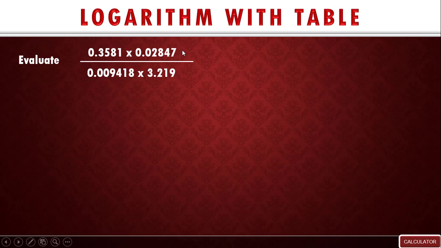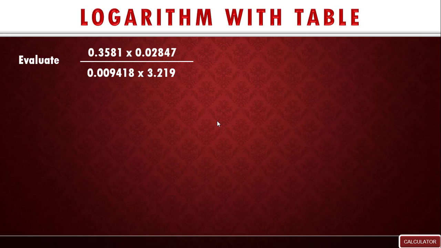The value you get for this one after adding, and the value you get for this one, the denominator side, after adding. Then because they have division in between them, you subtract that value. After subtracting it, what you got as your answer is what you need to determine the antilog. So let's get into it as I show you this.